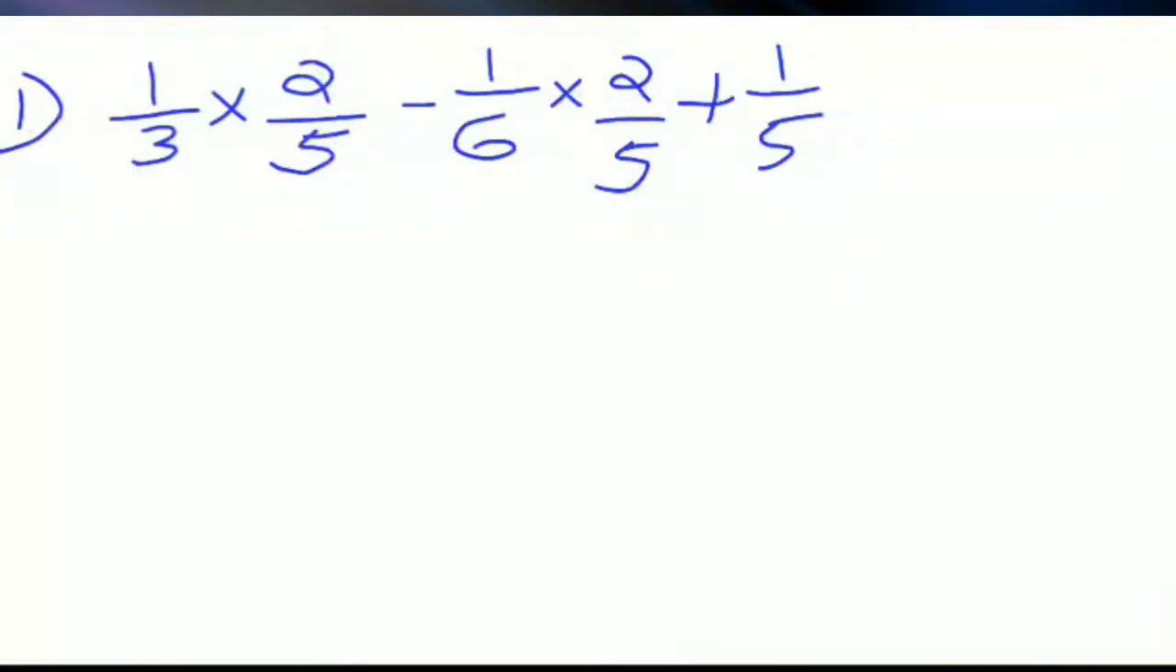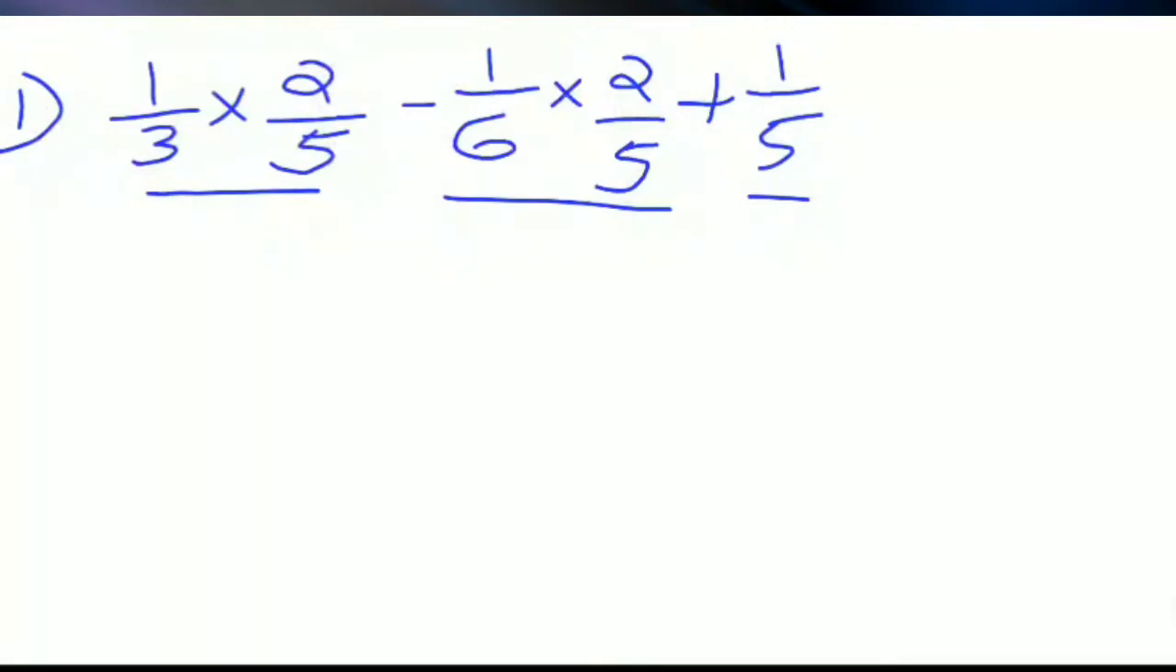First, the question says by using the appropriate property. We have already learned so many properties. So first of all, let us check the terms here. Term means the things separated by a plus or minus symbol. So here there are three terms. Next we check if any number is repeating in these three terms. Yes, in the first and second terms the number 2/5 is repeating.